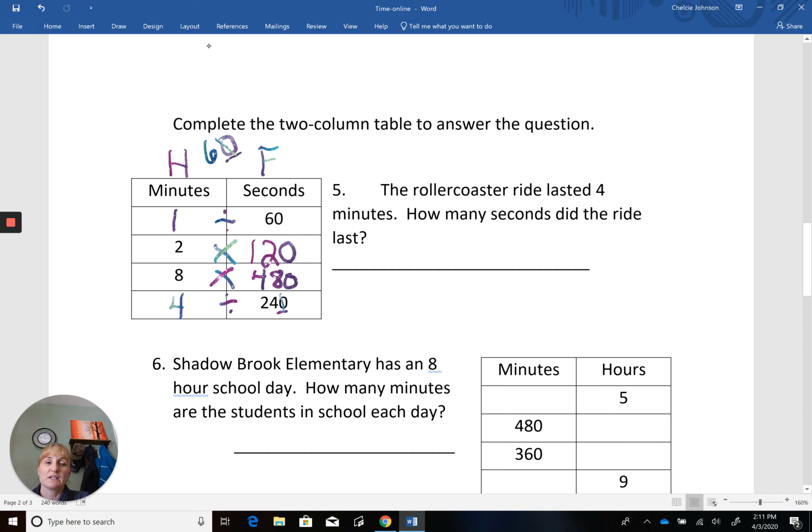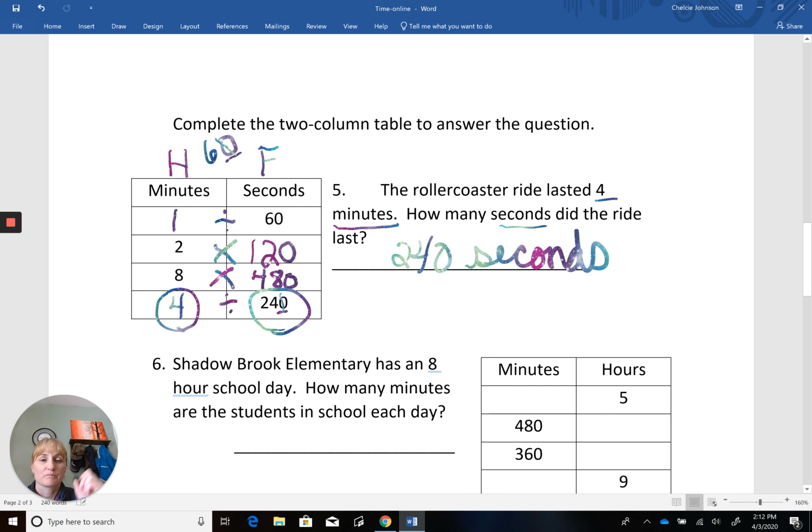The roller coaster ride lasted for 4 minutes. How many seconds did the ride last? So we can use this chart we made, and we're going to go to 4 minutes right here, and it asks how many seconds? Right there. So 240. And is it wise to leave our answer like that when it's in a word problem? No. So what do we need to put as a label on this one would be seconds. Awesome.